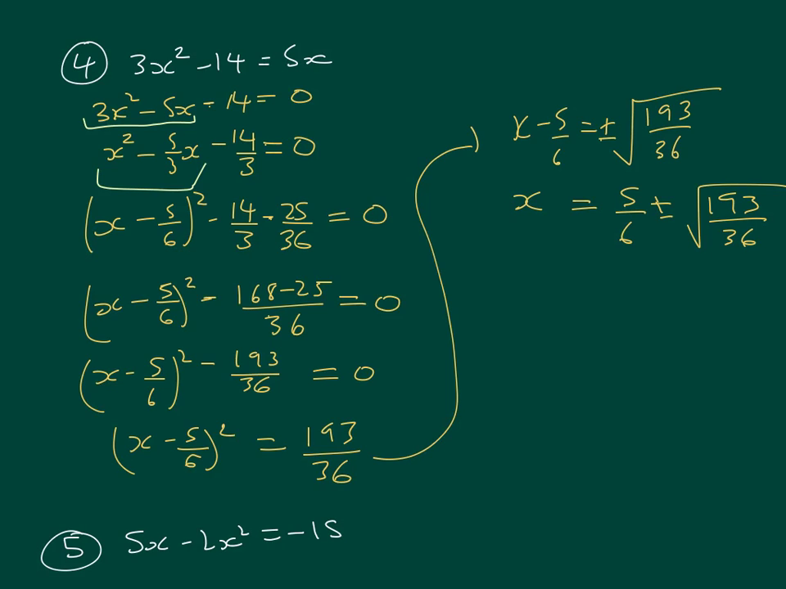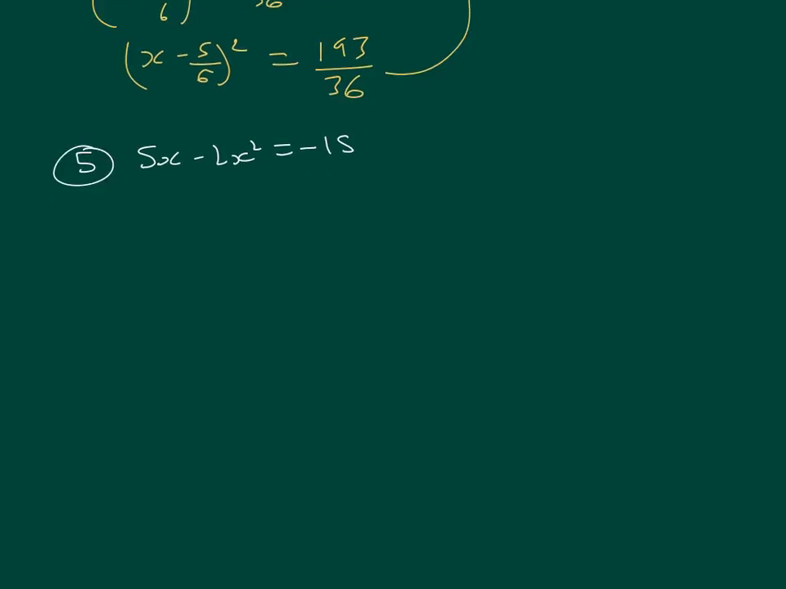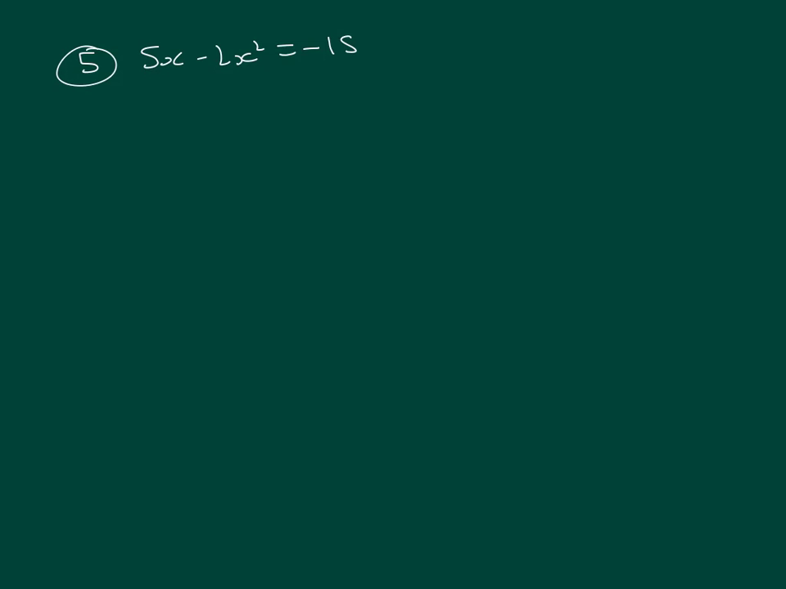Moving on to the final example. Again, it's one that we're going to have to rearrange here because it's not equal to 0. So let's rearrange it. This time we've got a negative x squared term, so I'm going to make it positive and have everything on this side of the equation. So I'm going to have 0 equals 2x squared minus 5x minus 15. Then I'm going to divide the whole thing by 2 to get that x squared coefficient as 1. So 0 equals x squared minus 5 over 2x minus 15 over 2.